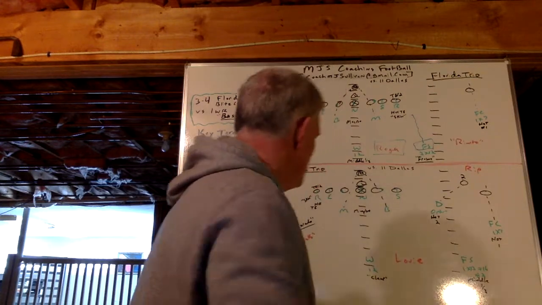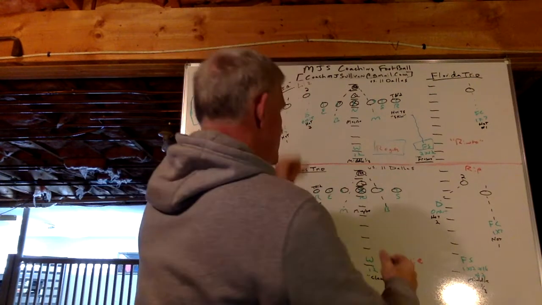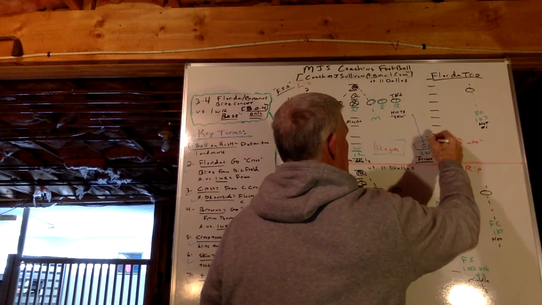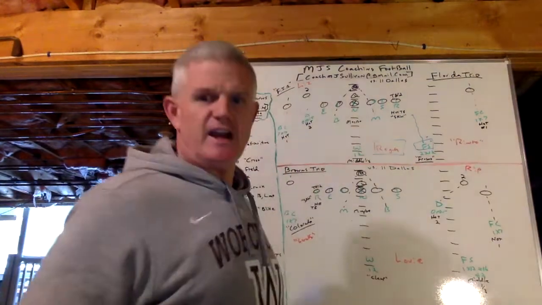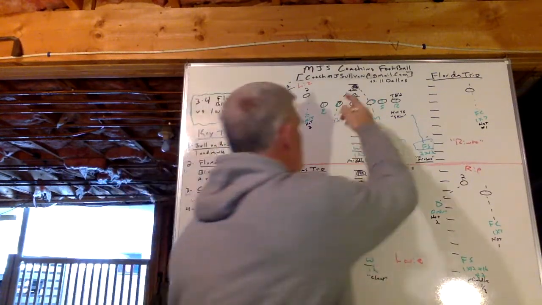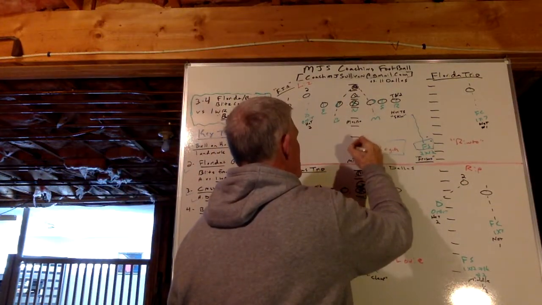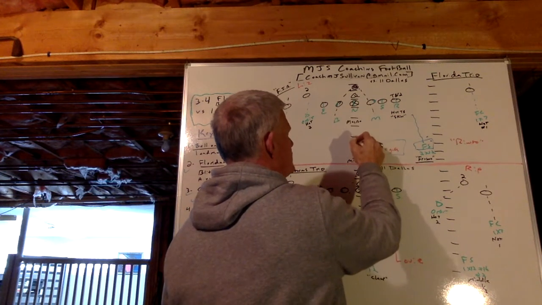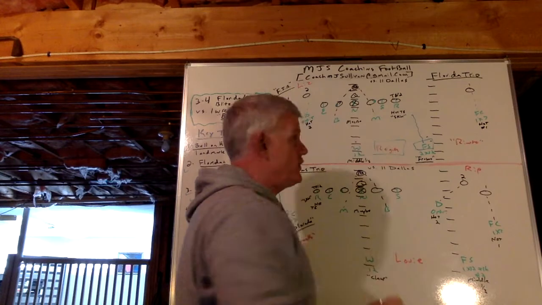Okay, the creep technique: both safeties have a staggered stance, inside foot up. So even with the ball on the hash, if it's on the left hash, he's going to put his right foot up, and vice versa.